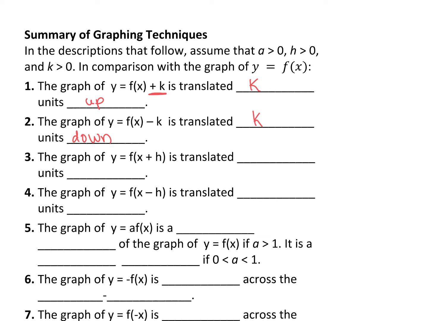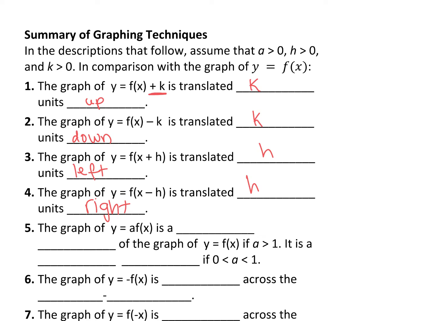And then if we have the parentheses, that's the horizontal transformation or translation. And so remember, if it's a positive h, it's going to move it h units, but to the left. And if it's a negative h, it's going to move it h units to the right.